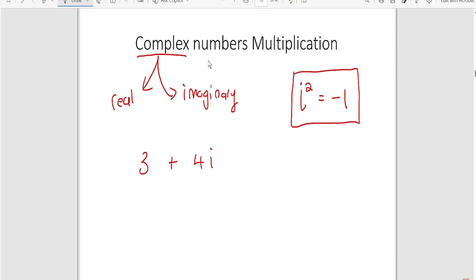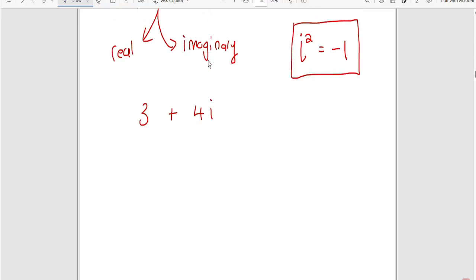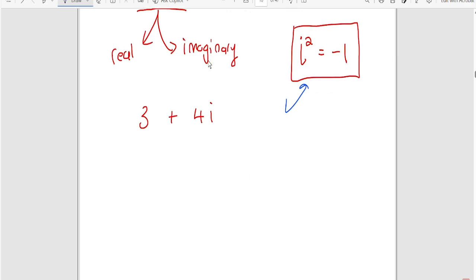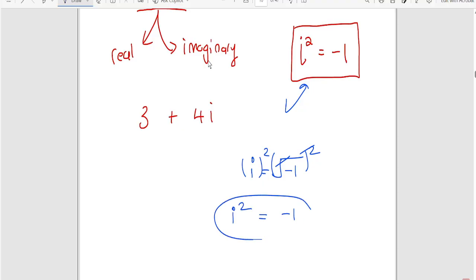To multiply complex numbers, you just need to remember that i² = -1. Basically, the value of i is the square root of -1. If you square both sides, the square and square root cancel out, you get -1 here, and this is i². So that's how i² = -1.